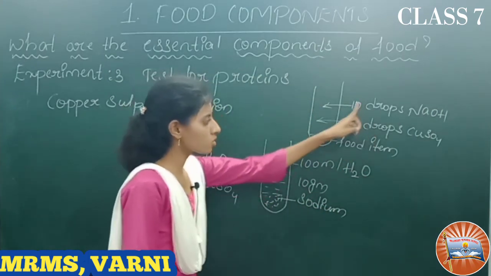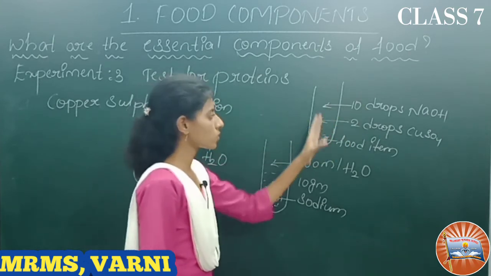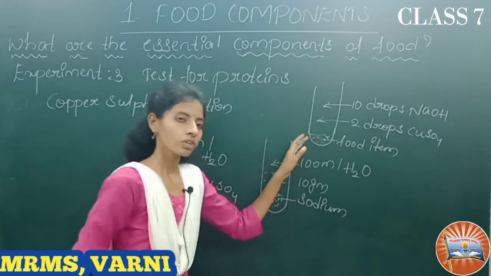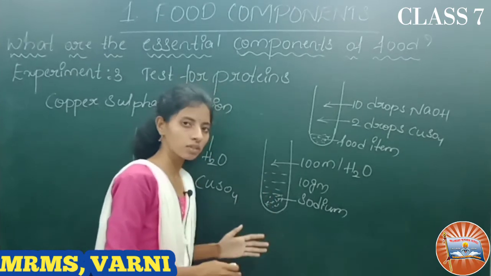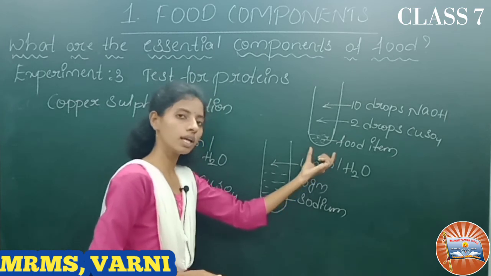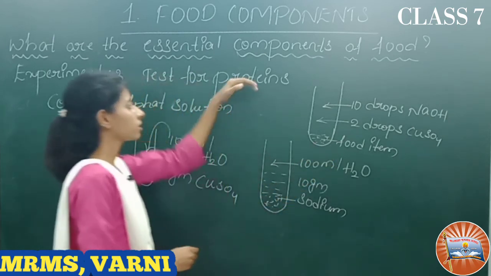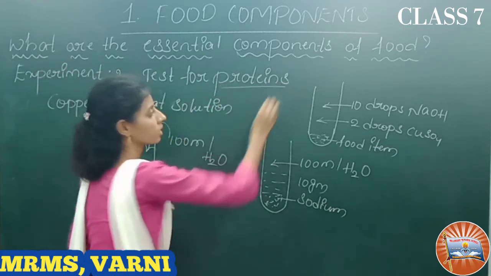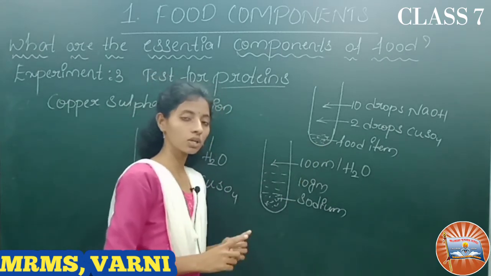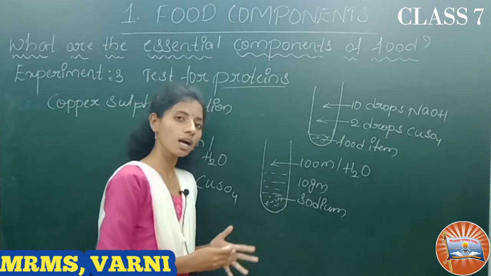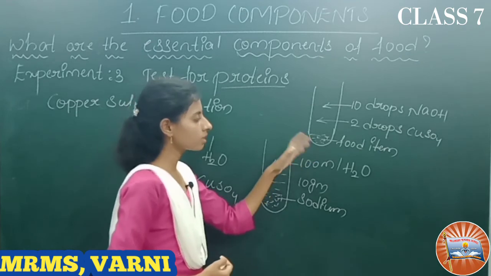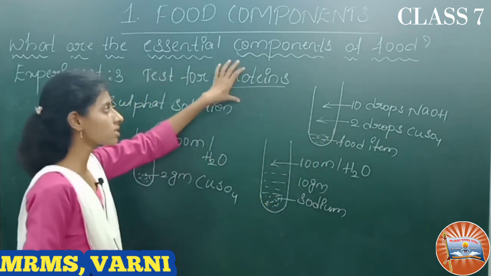Now after adding these two solutions into the test tube, stir the solution well. After some time the solution will be mixed gently. Now if we observe that the color of the solution is purple or violet, we can conclude that the food item contains protein. If the color of the solution changes into violet or dark blue, then we can conclude that the food item contains proteins.